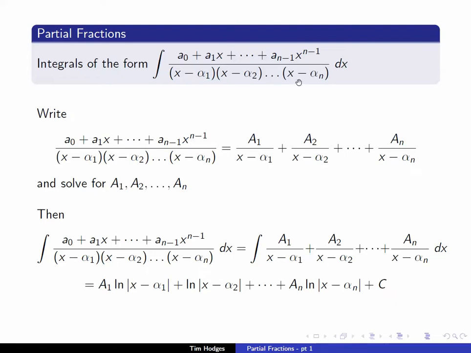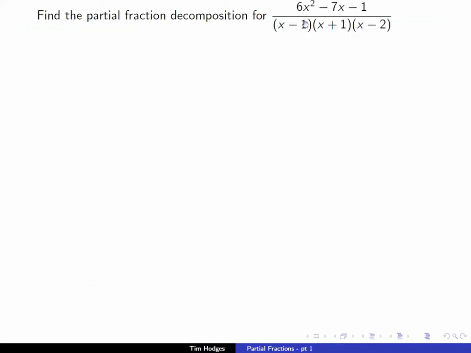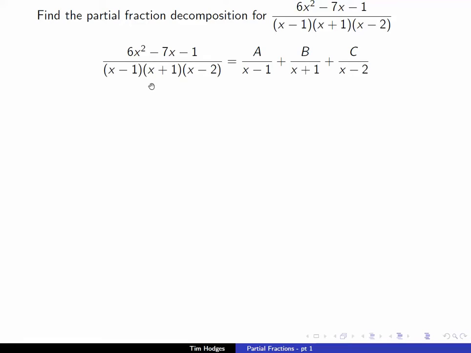Let's have a look at an example in the case where n is 3. So we have a product of three linear functions on the bottom. What's an example of this? We're going to take 6x squared minus 7x minus 1 divided by (x minus 1)(x plus 1)(x minus 2). So as I said, we write this as a over x minus 1 plus b over x plus 1 plus c over x minus 2.